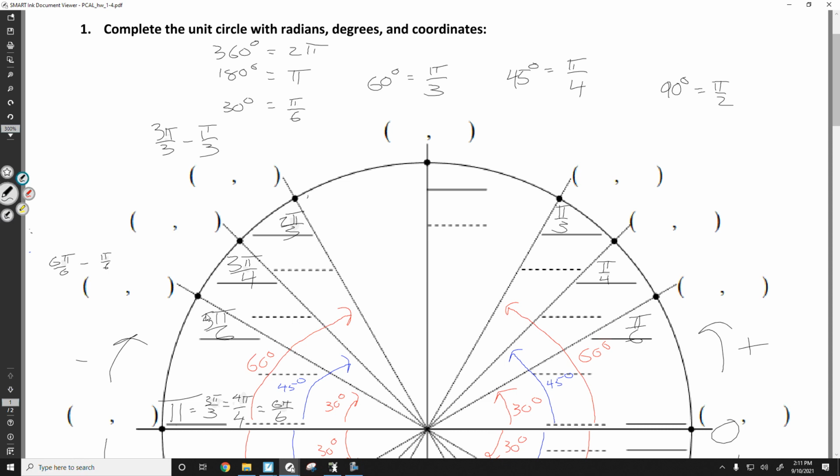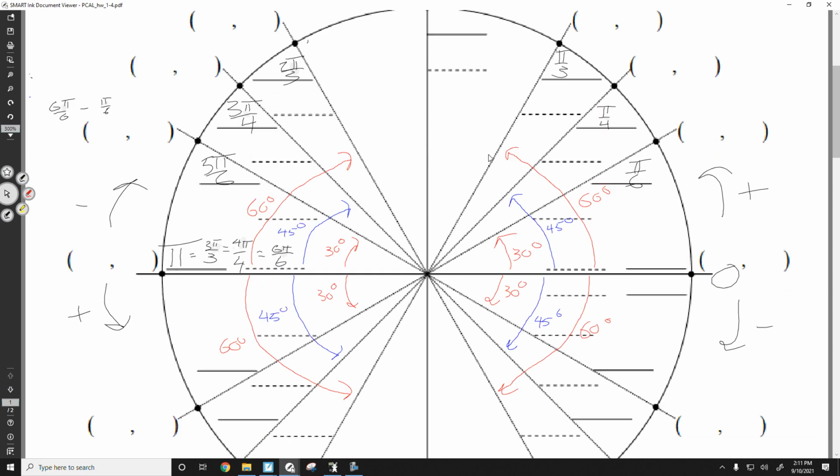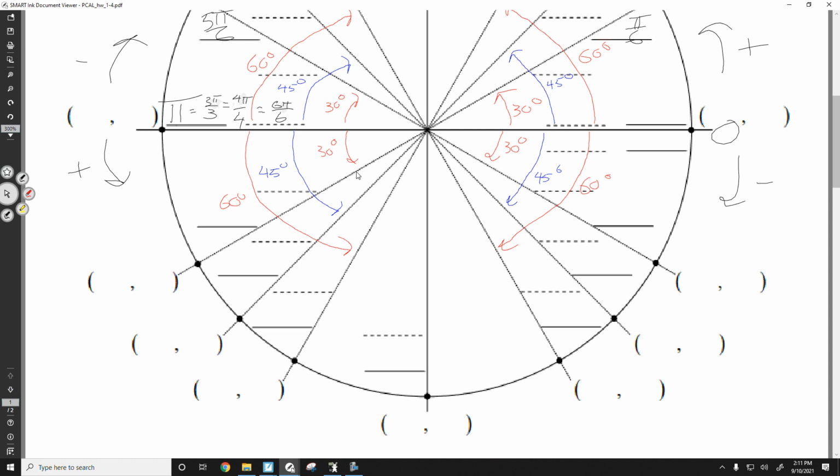You will be able to understand, hey, I know where 5 pi over 6 is. It's 1 pi over 6 less than 6 pi over 6. It's 60 degrees away from pi in the second quadrant. Sorry, 30 degrees away from pi in the second quadrant. Okay, smarty pants. What's this radian, and this radian?